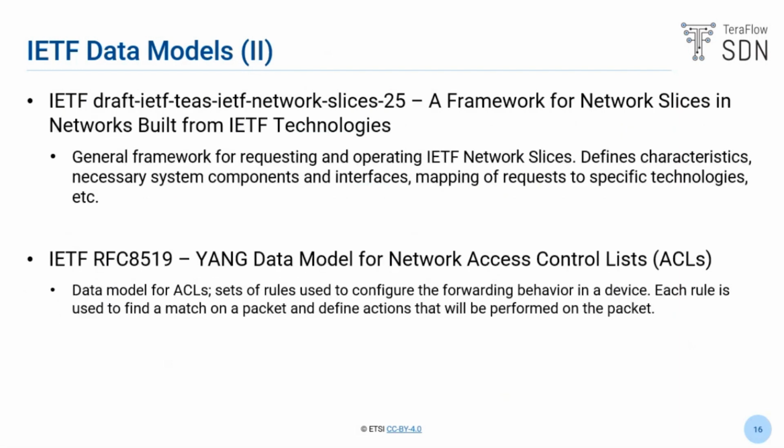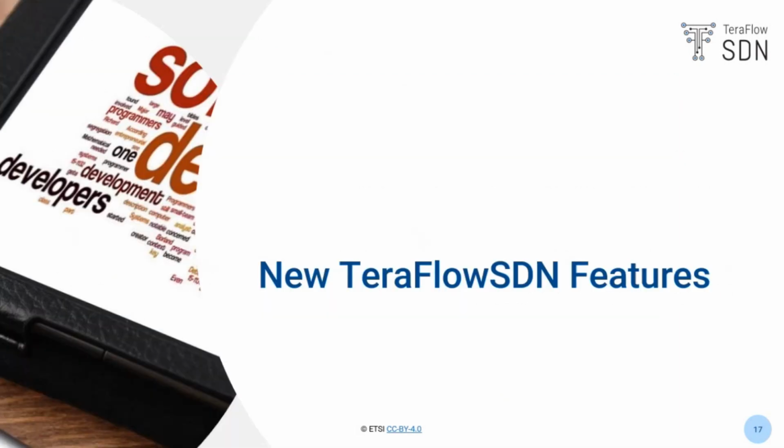Then we are envisioning using the IETF draft for network slices. It's a framework for network slice service requests and so on, also based on IETF technologies. So we'll use this for requesting the network slices. And finally, RFC 8519 for managing the access control lists. This is essentially for the security part. That will be, at a high level, these interactions.